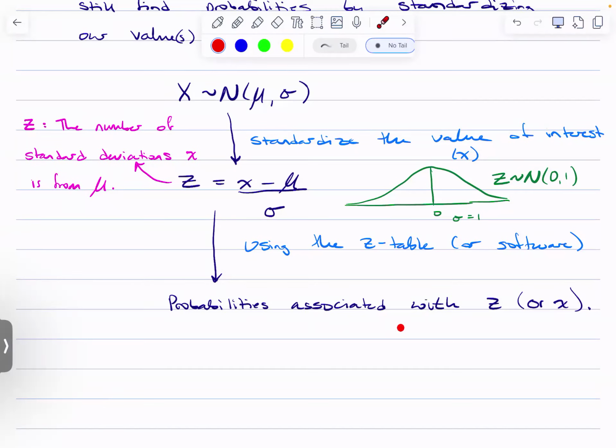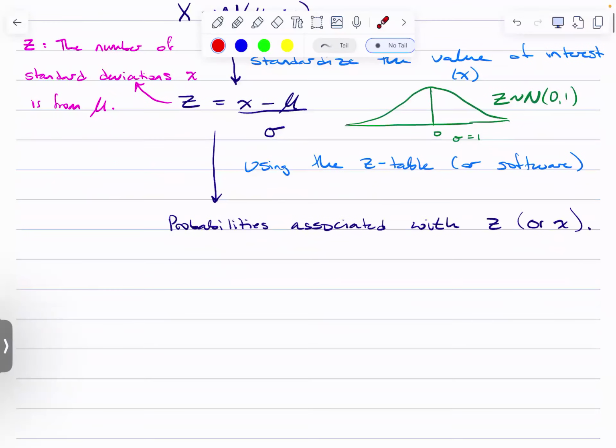The Z table always gives us area to the left. But if we want the areas to the right, we do the 1 minus trick. We use the total area as 1. We know that that's a fact. And remember, probabilities are area under the curve.